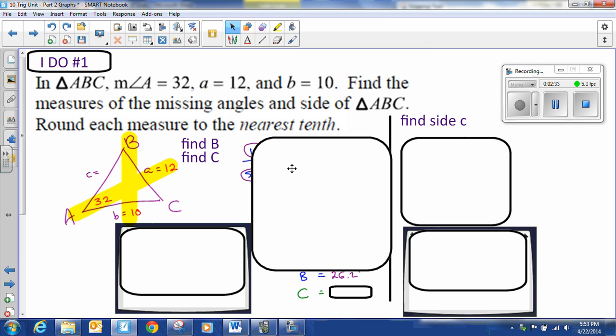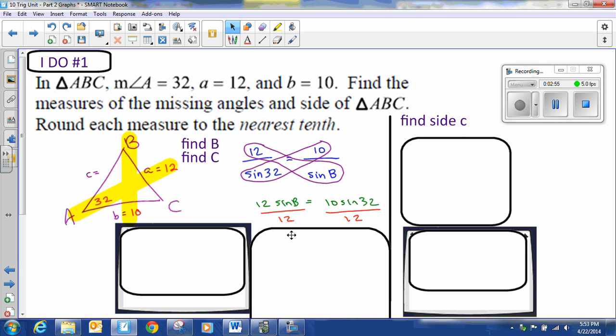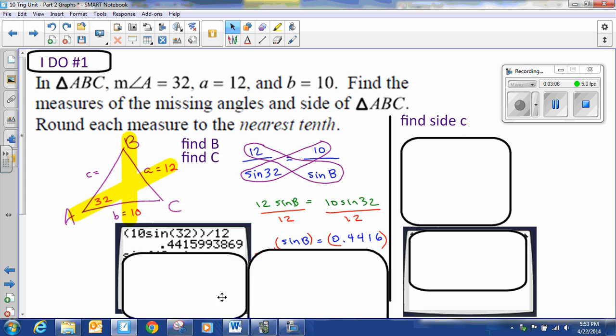Okay, this is what we'll have to figure out. So let's set up this ratio. And as you can see, I set up 12 over sine 32 equals 10 over sine B. Once again, we don't know what B is yet. Okay, but once we set up this proportion, we cross multiply and just solve. So we cross multiply, divide both sides by 12, and we end up with sine of B equals 0.4414. Right, that's what I got over here when I put that in the calculator.